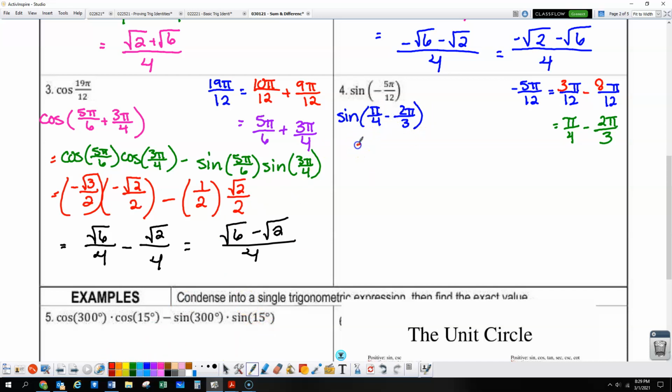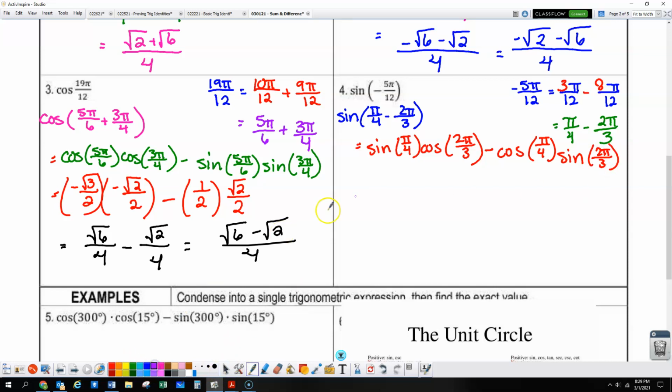So this is going to be sine of pi over 4 times cosine of 2 pi over 3 minus cosine of pi over 4 times, no, not cosine, I'm sorry, times sine of b, which is 2 pi over 3.